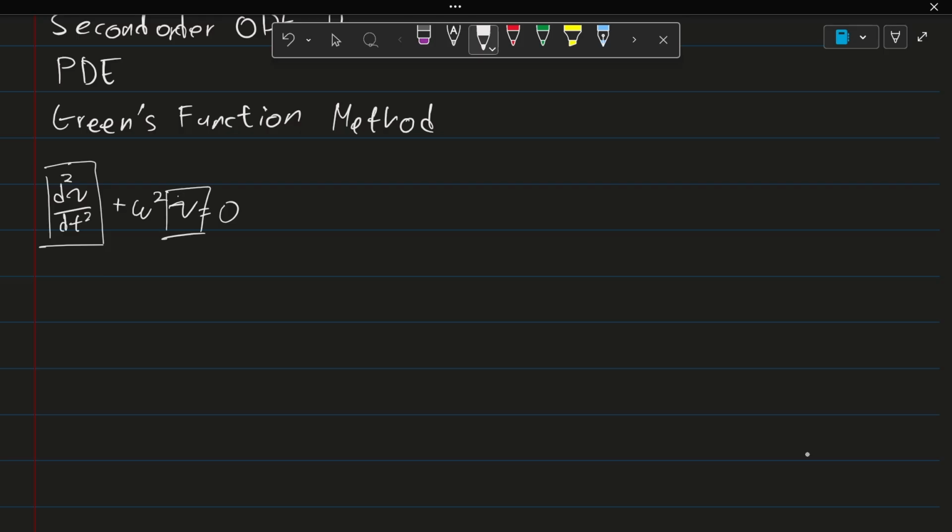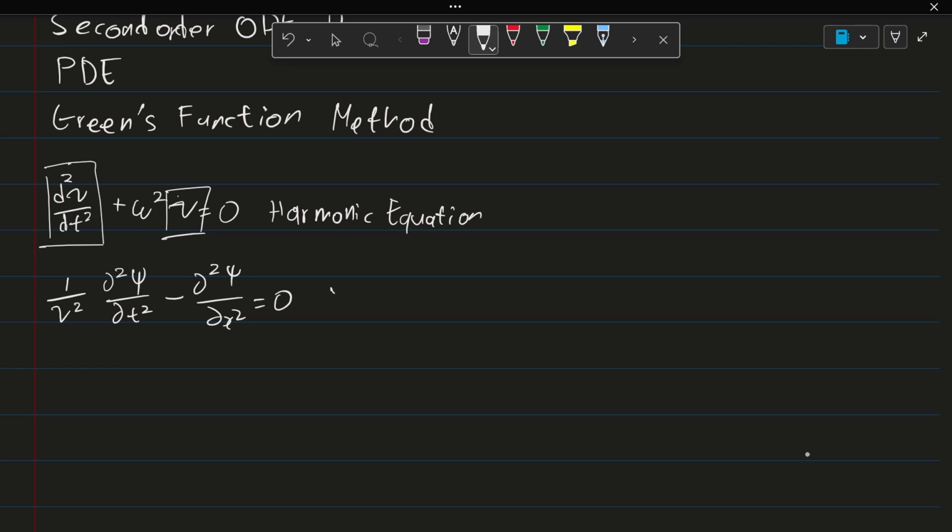And there are lots more of these equations, some of which I will display here. The top one here is very popular. This is what we call the harmonic equation, but there are more of these. For example, the wave equation: 1 over v squared of partial squared psi over partial t squared minus partial squared psi over partial x squared is equal to 0. This is the wave equation.